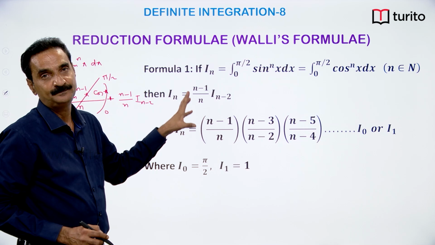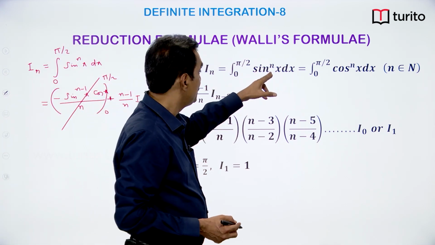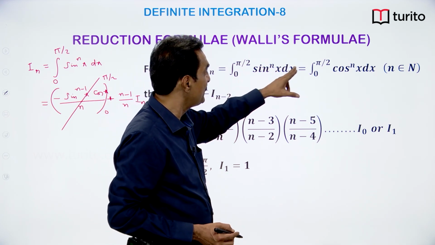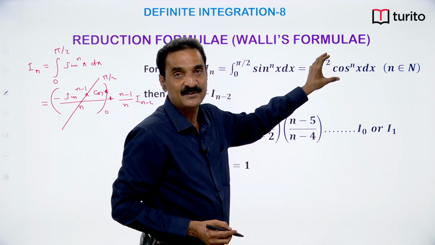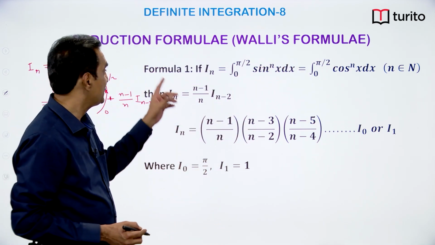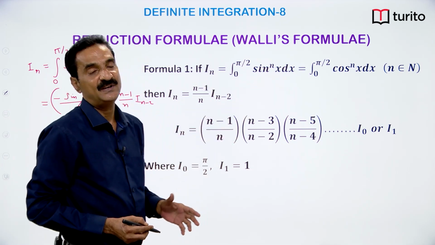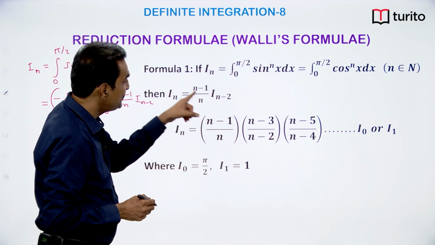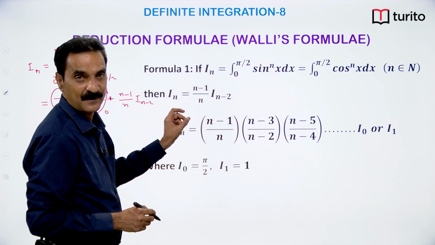And also, using the property of definite integral, you can replace x by pi by 2 minus x. Then you will get sin of (pi by 2 minus x) becomes cos x. So, integral cos power nx dx between limits 0 and pi by 2 is also given by the same reduction formula. So, we can take In as integral sin power nx dx or integral cos power nx dx. Now, by this formula we can reduce n by 2. In becomes I(n minus 2) if you apply this formula.